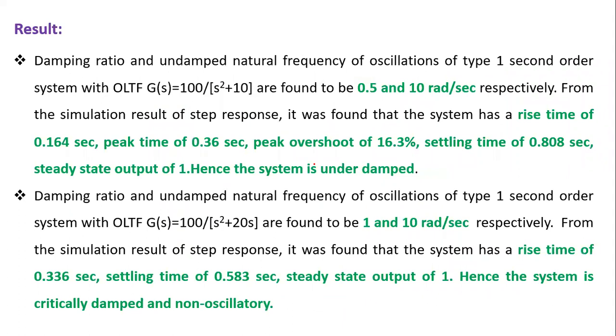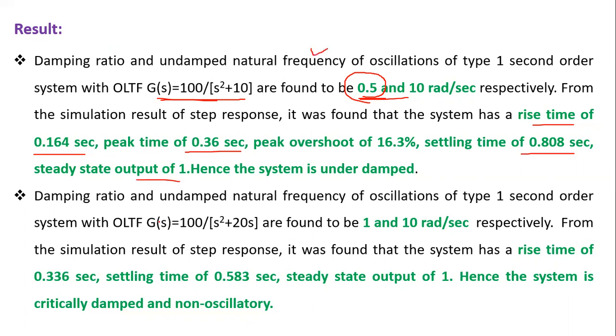And coming to the result, for the open loop transfer function in the first case, what are the zeta and omega n values you are getting? 0.5 and 10. So 0.5 means it is an underdamped system. In an underdamped system, we have exponentially decreasing sinusoidal oscillations. So in this case, what about the rise time? We are getting 0.164 seconds. Peak time is 0.36 seconds. Peak overshoot is 16.3%. Settling time. And here the steady state error is 0. So steady state output will be 1 for the first case.